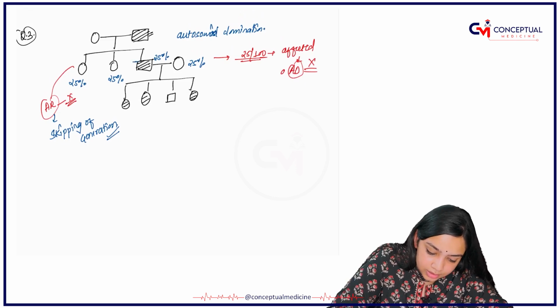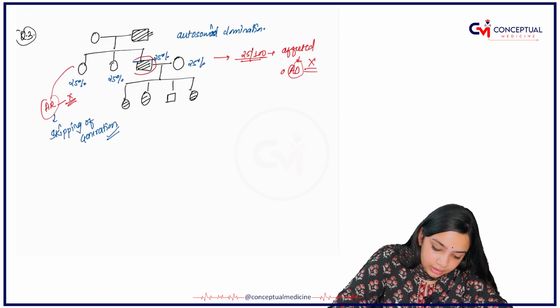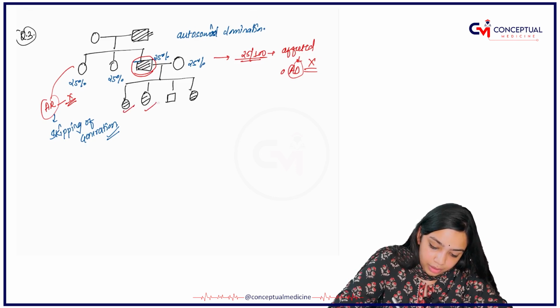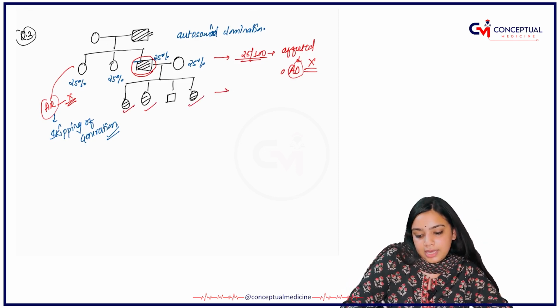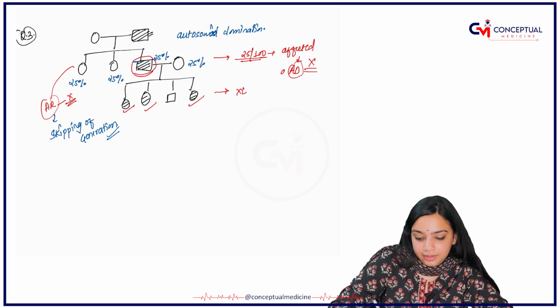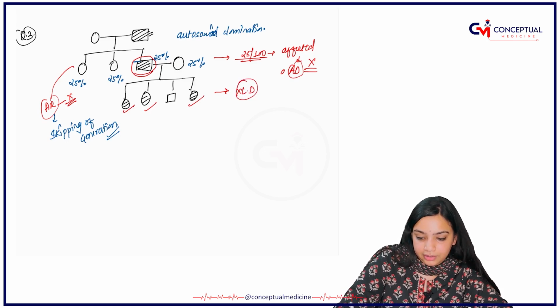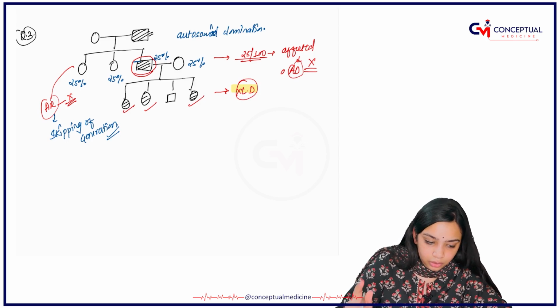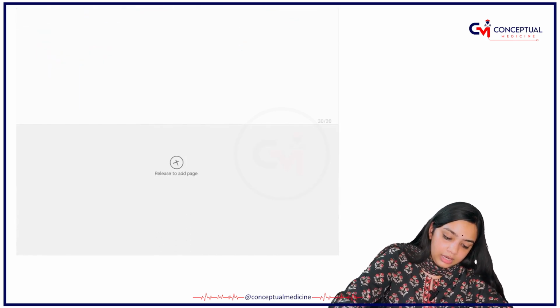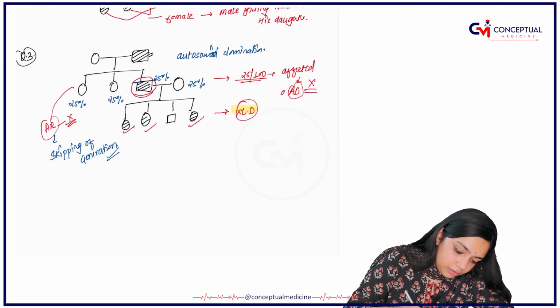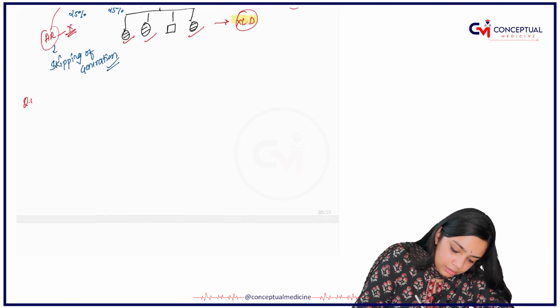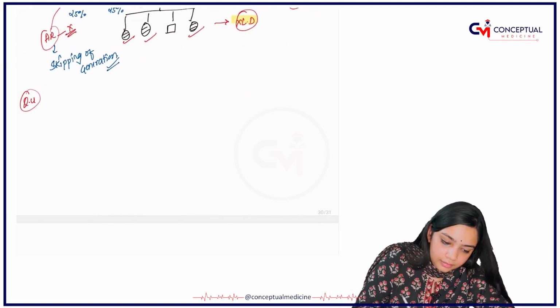Now we will look into this. Here, the males are giving trauma to all the females. So again, it is a case of X-linked dominant. Now I'll give you a last pedigree. This will be your question number 4 and the last pedigree.